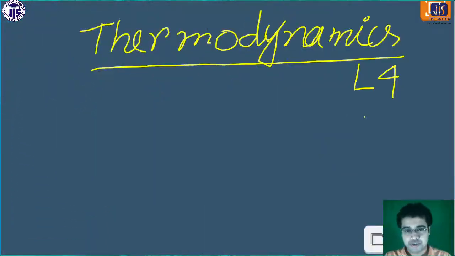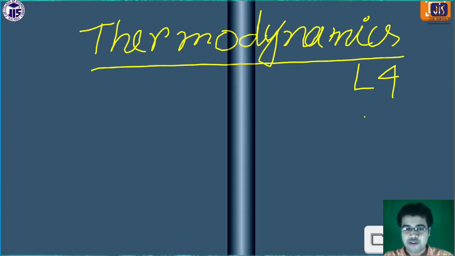In the previous class we already discussed the basic concepts of thermodynamics. We discussed some basic terms like system, process, and the different kinds of properties. We already discussed the first law of thermodynamics and its numerical problems. We discussed its molar heat capacity under constant volume and constant pressure, and the drawbacks of the first law.